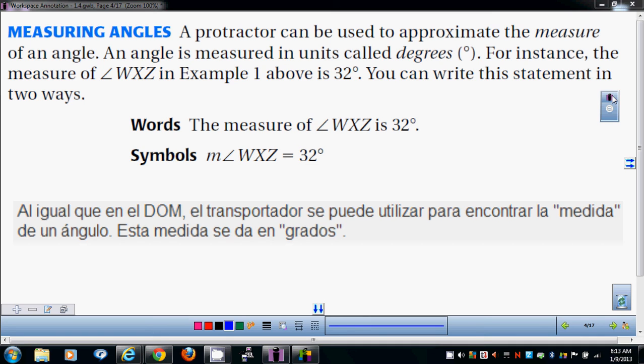Okay? I'm going to beg that you do not leave off the M, because there are going to be other things we're going to be setting angles equal and congruent to later on. So if you're ever going to be talking about its degrees, please put the M on there. Measure of angle WXZ is blah, blah, blah. And of course, they'll always be in degrees.